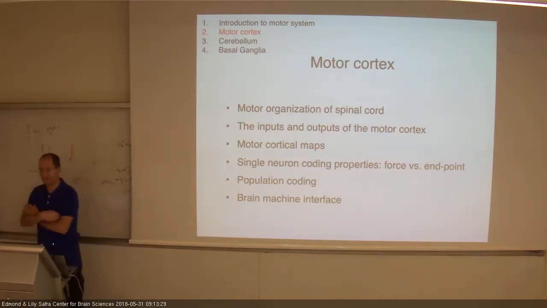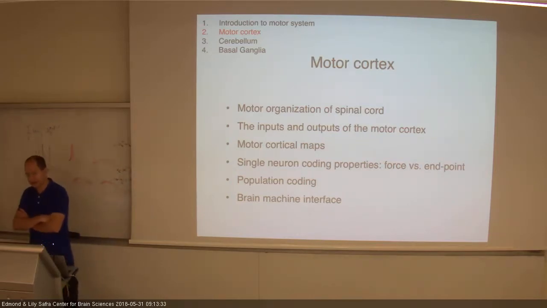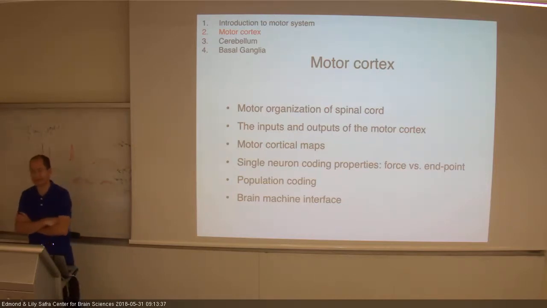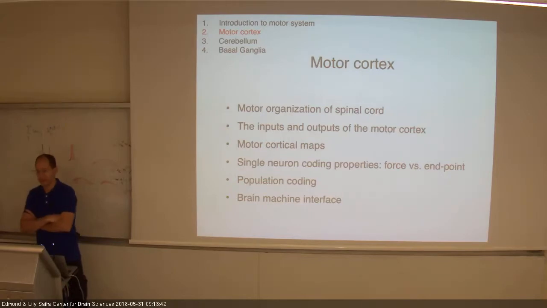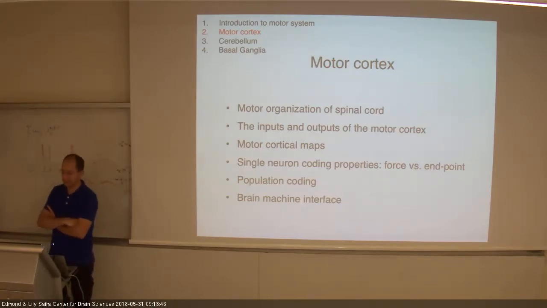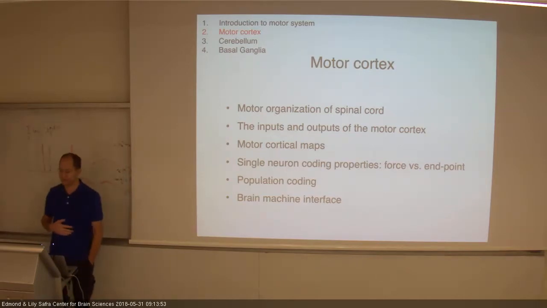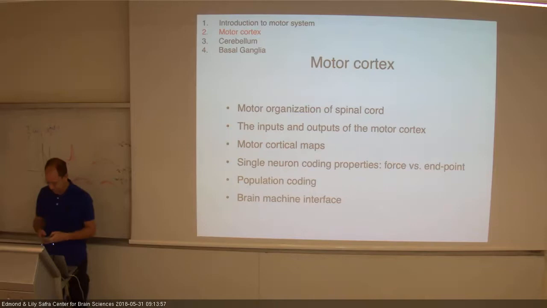For understanding the motor cortex, we also want to understand how it controls the movement. So I'll start by talking a little bit about the organization of the spinal cord. This is the final motor pathway that drives the movement. I'll talk about inputs and outputs of the motor cortex. I'll talk about cortical maps, how the cortex is organized in maps that control different parts of the body. This will be a more anatomical and less functional part.